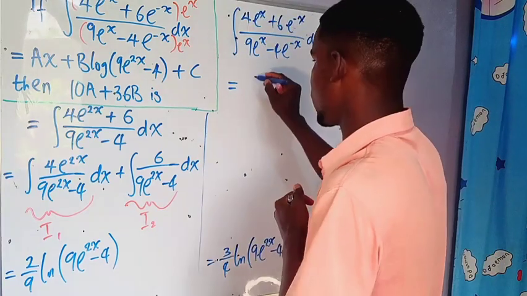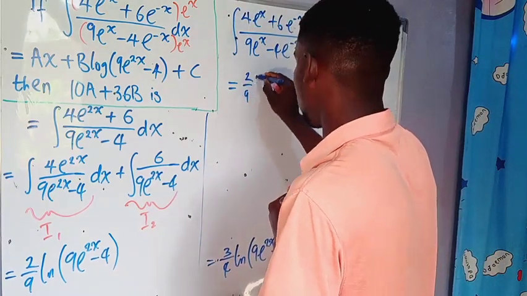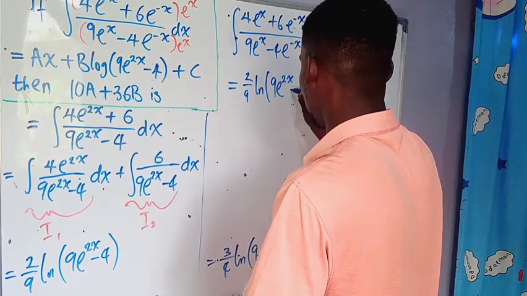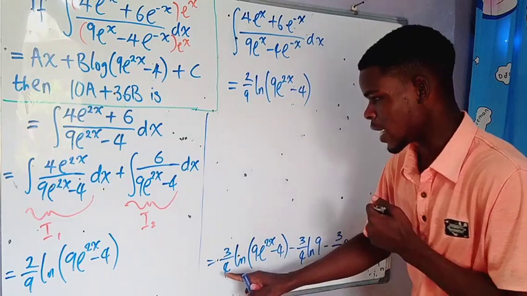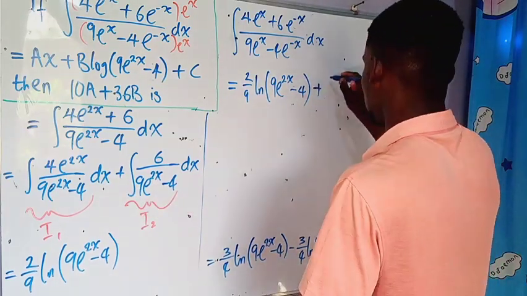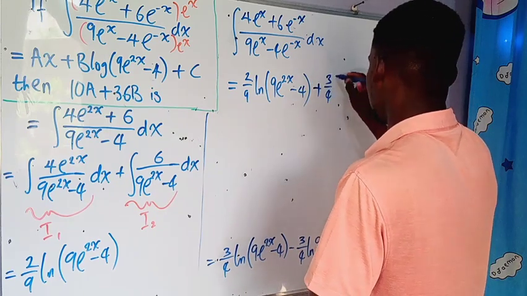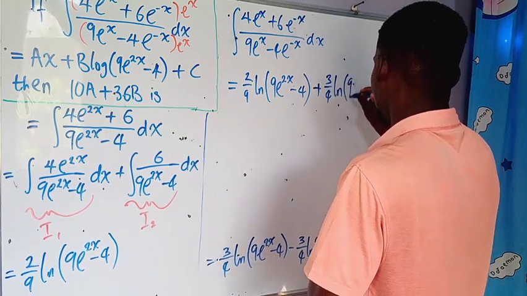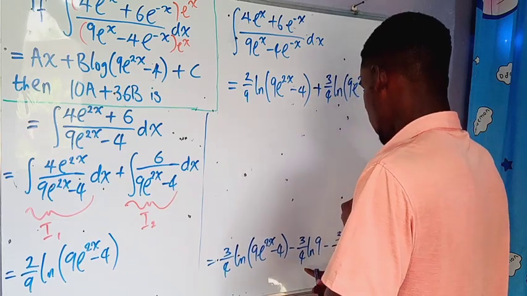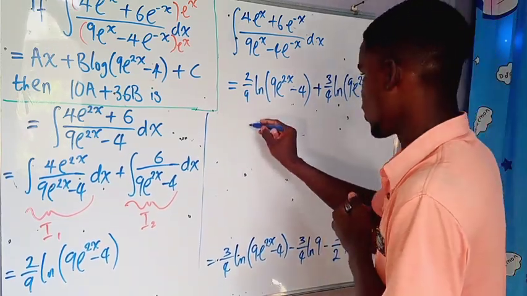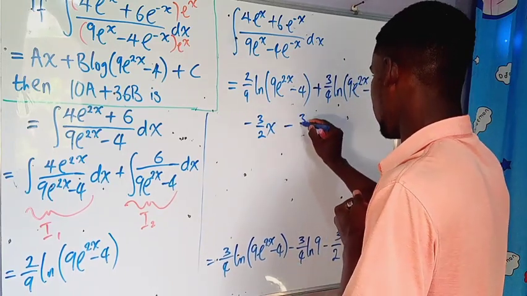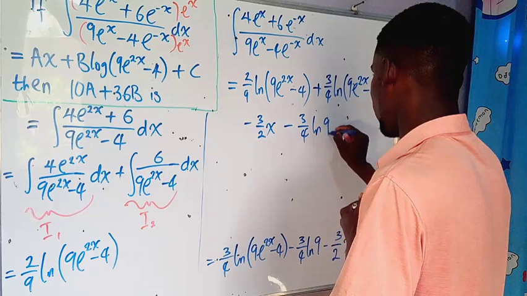Well, we are going to put this term here, which is 2 over 9 times the natural logarithm of 9e to the power 2x minus 4. Then we're going to add it with, remember it's plus, this term, which is 3 over 4 times the natural logarithm of 9e to the power 2x minus 4, right? And then permit me to put this term first. Say minus 3 over 2x, and then minus 3 over 4 times the natural logarithm of 9.